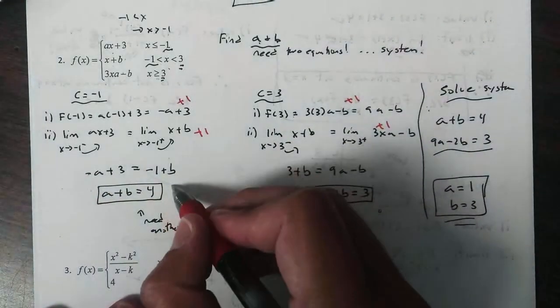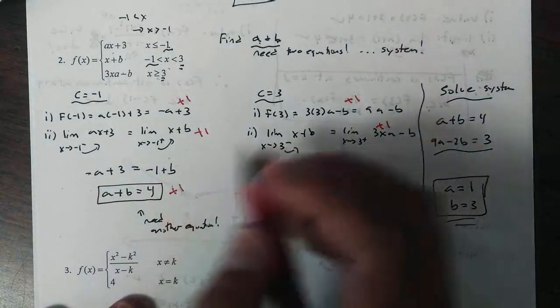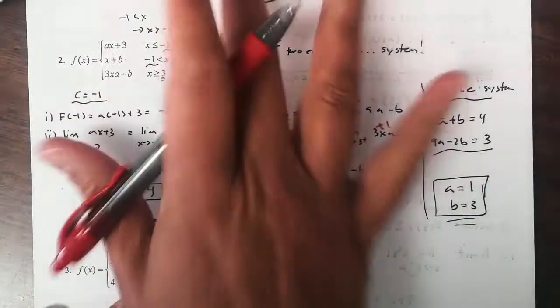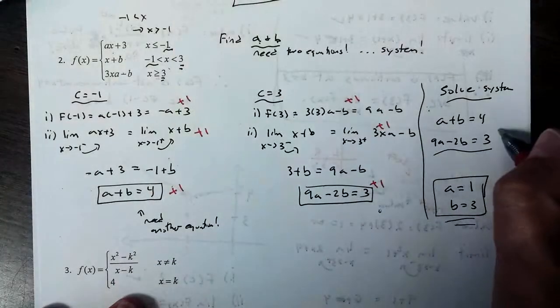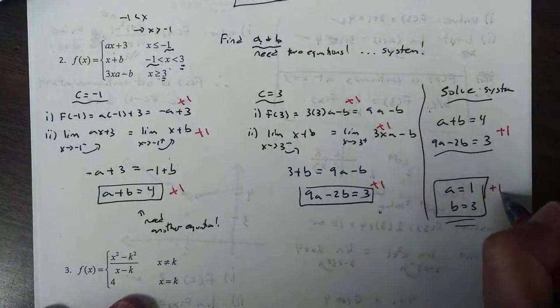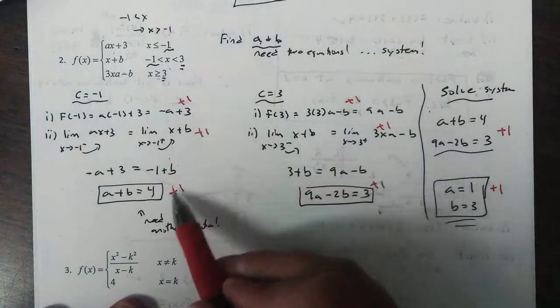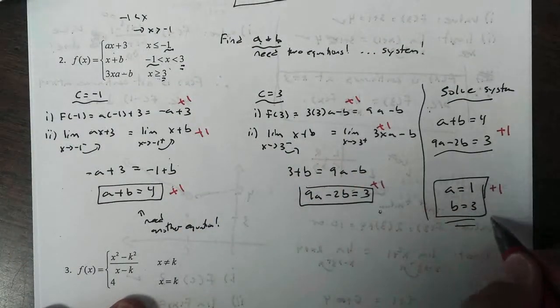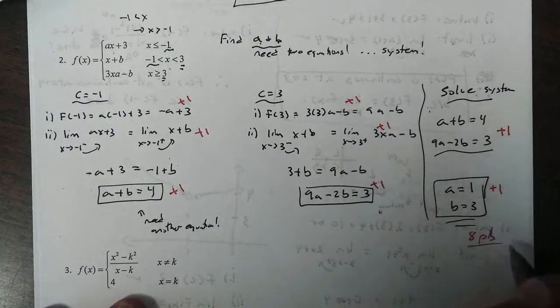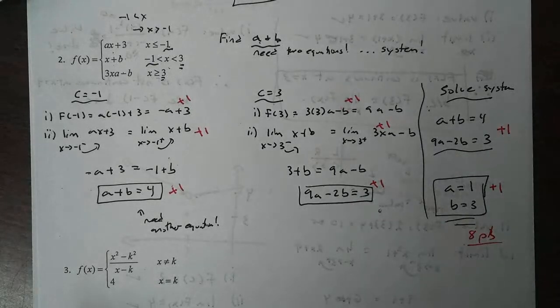Now, you get one, I would give 1 point for each simplified equation. So you got 6 points here. 1 point for setting up your system, and 1 point for your answer. So this will be 1, 2, 3, 4, 5, 6, 7, 8 points. On my tests or quizzes, that's worth 8 points. That is a lot of points right there.